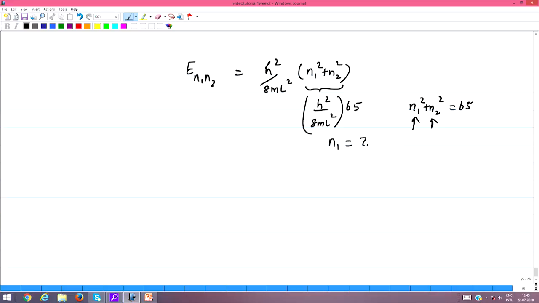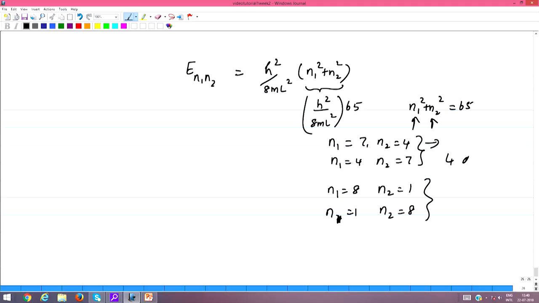Obviously, n1 equal to 7, n2 equal to 4 is one possible choice, and then the degeneracy implies that n1 equal to 4 and n2 equal to 7 is also a degenerate state, but these are not the only two states. Here n1 equal to 8 and n2 equal to 1 will also give you 8 squared plus 1, 65. Here it is 7 squared plus 4 squared, which is 65, and likewise n1 equal to 1, n2 equal to 8. So, there are 4 degenerate states.